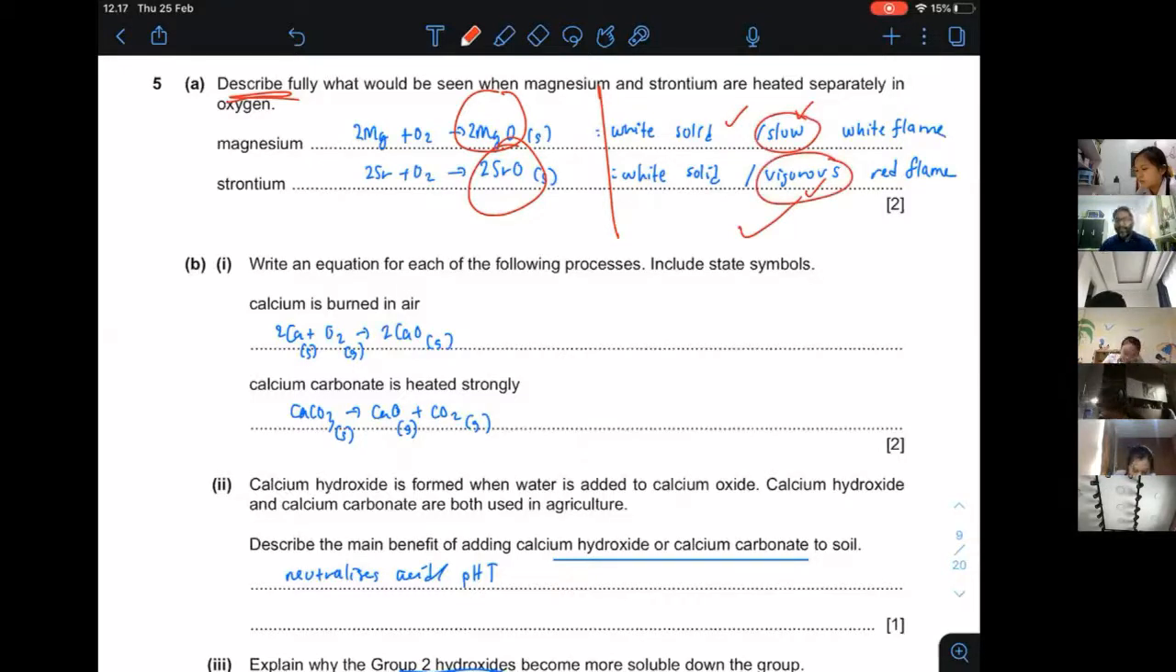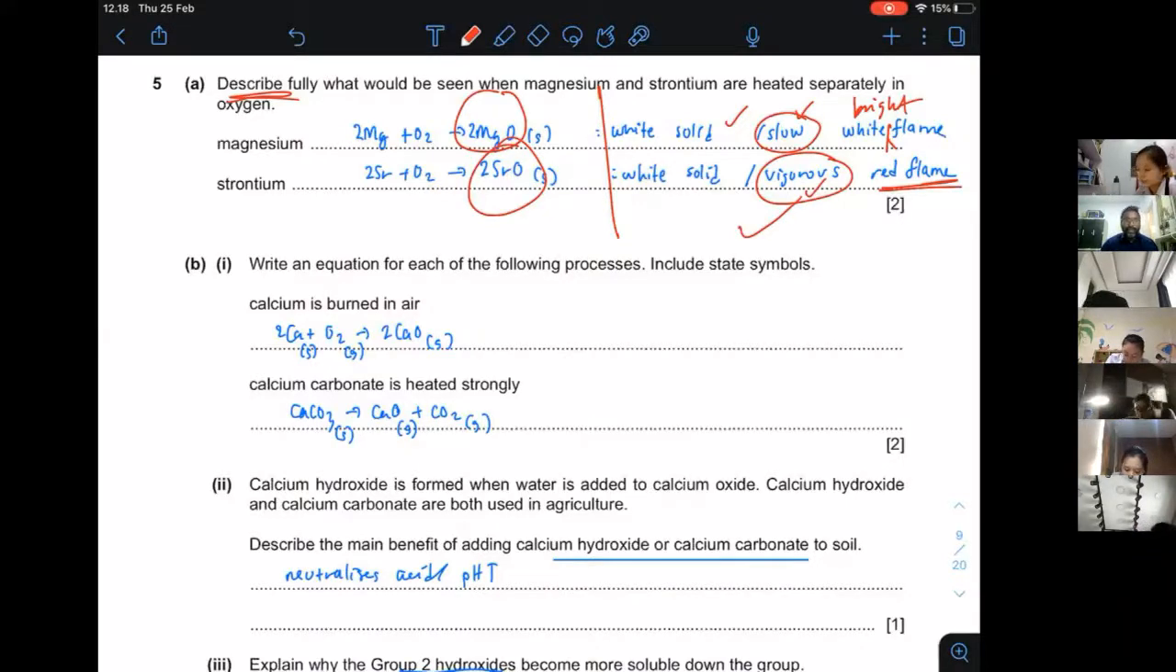What they were focusing on was the flame. Now, you can see in your AS book, they say bright white flame. If you write white flame, it's also okay. But strontium is going to be so vigorous and it will give you a red flame. That is what they want to see over here also. Magnesium burns in a bright white flame to give a white solid. Strontium burns with a red flame to give a white solid. So please adjust accordingly. This is from your AS.